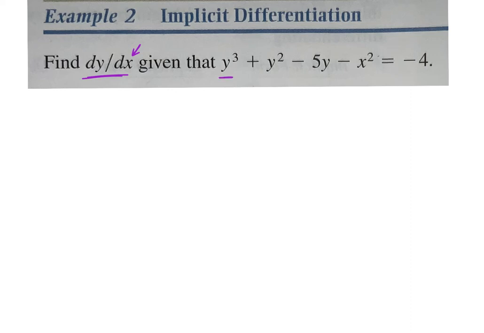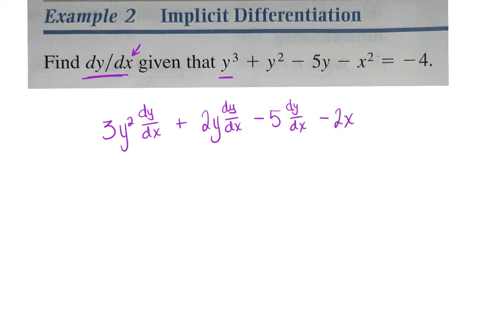So I am going to take the derivative of y cubed. That is just 3y squared dy dx. I have to take my derivative of y squared. That is 2y dy dx. I have to take my derivative of negative 5y. That's negative 5 dy dx. And I have to take my derivative of negative x squared, which is negative 2x, but those variables agree. I don't need to put anything with it. I also have to take my derivative over here, but what's the derivative of a constant? It's just 0. All right?